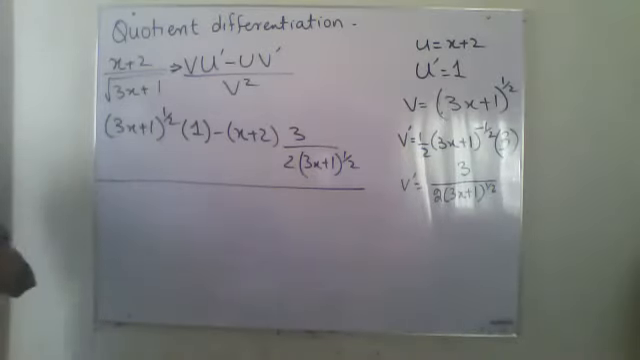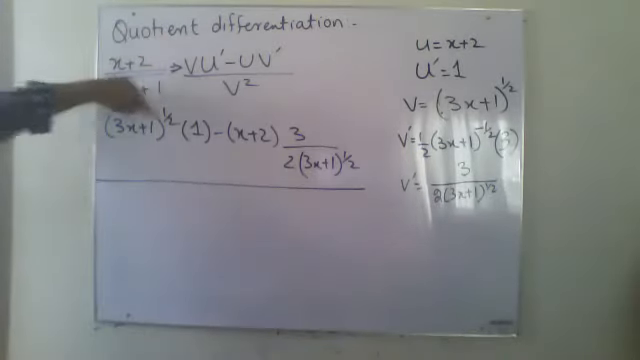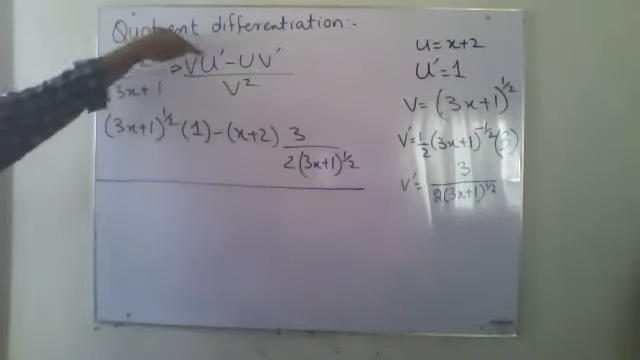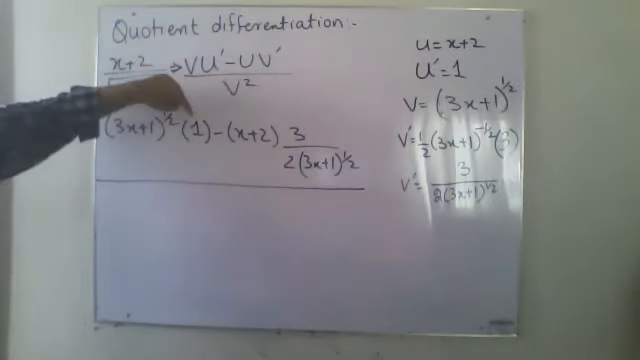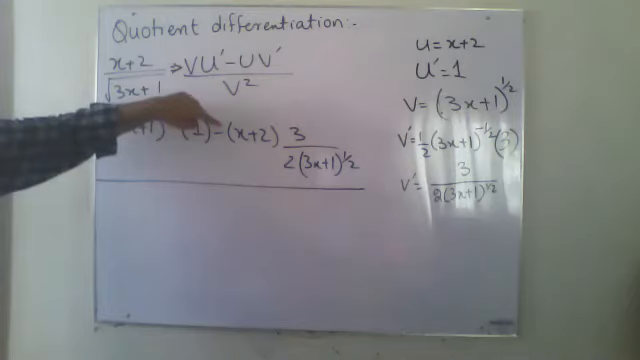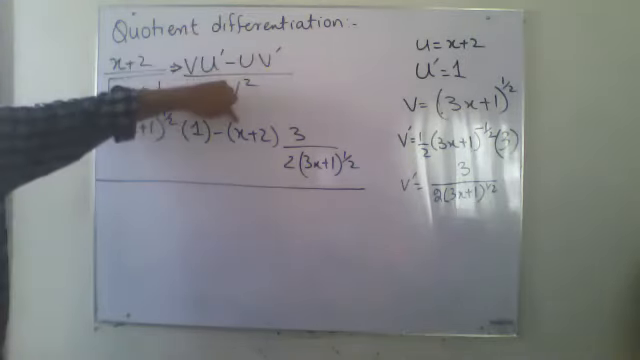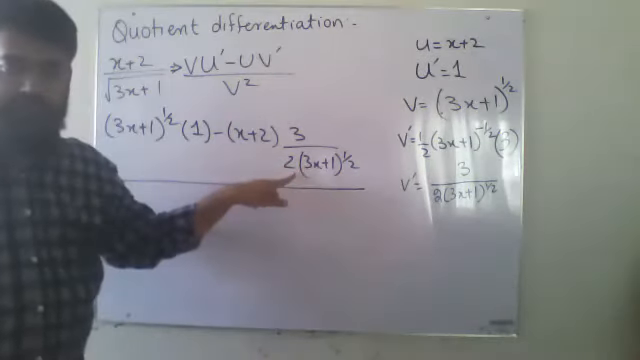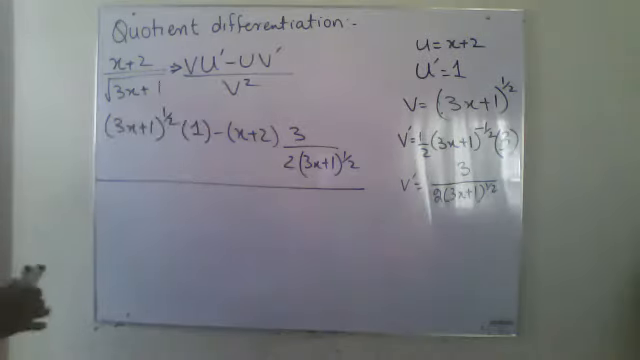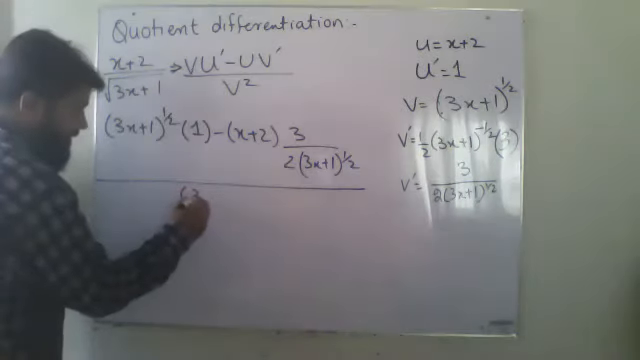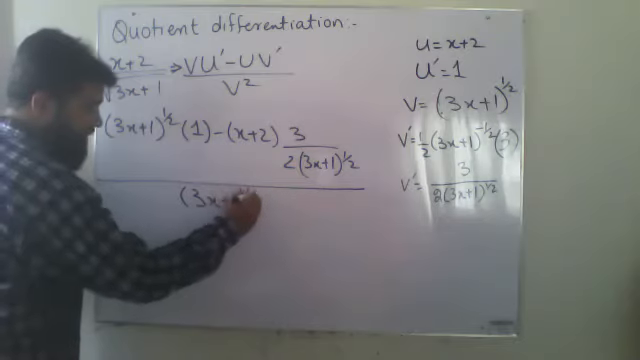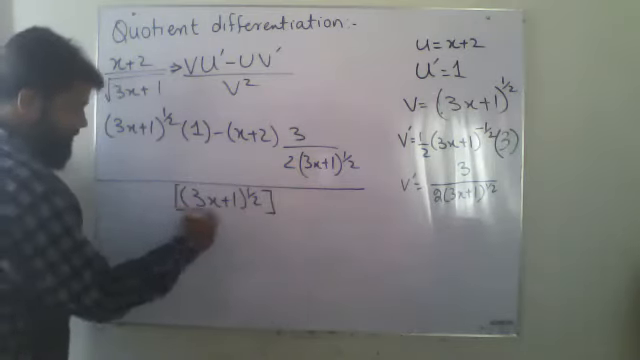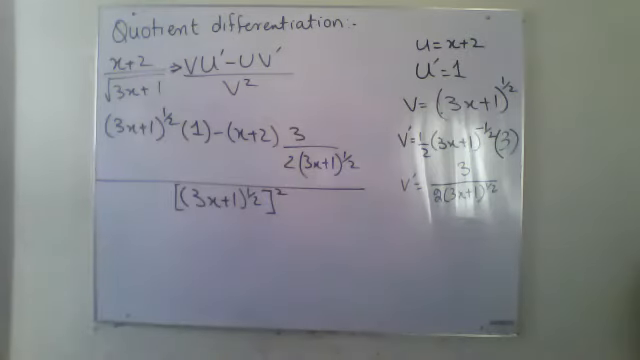Upon, see what I have done. The v value from there is plotted here. The u differential value from there is plotted here. Minus of the formula. The u value from there is plotted over here. The v differential is this, plotted over here. And then v square. So v square is 3x plus 1 power half whole square.